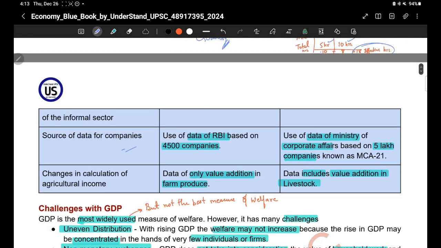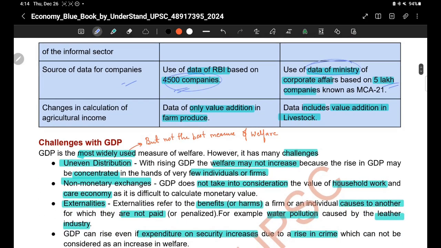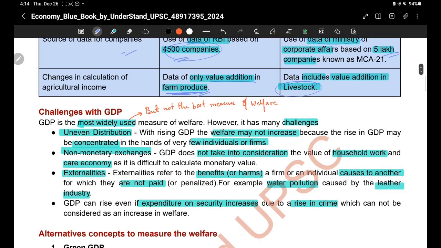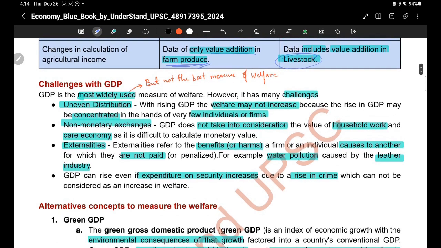Then source of data. Before, only RBI data was used, which consisted of only 4,500 companies. And here, after 2015, the Ministry of Corporate Affairs data was being used, based on 5 lakh companies. Then before, data of only value addition in farm produce was being calculated. Now, along with this farm produce, we are calculating livestock produce as well. Value addition in livestock produce.